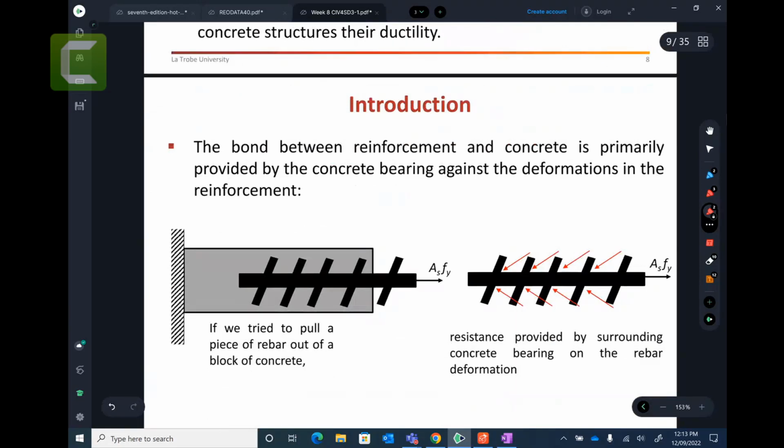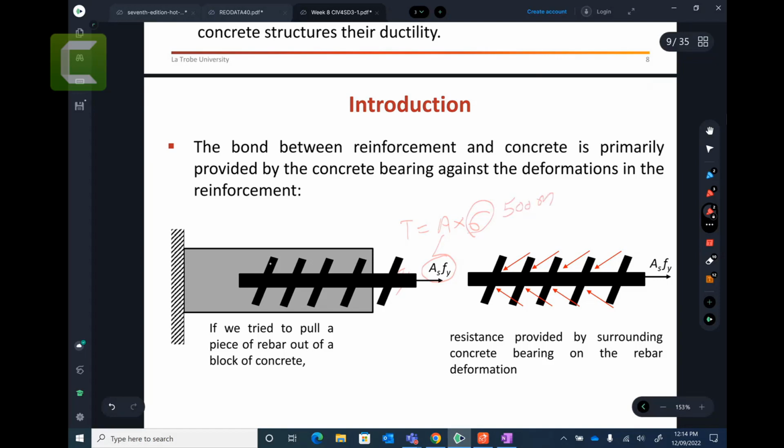So now bond between the reinforcement and concrete is primarily provided by concrete bearing against the deformation in the rebar. As I mentioned, this is the tension force. Tension force equals area times the stress, right? So area is whatever the cross section area of your bar, times the yield stress, generally speaking 500 megapascal for the steel rebar.